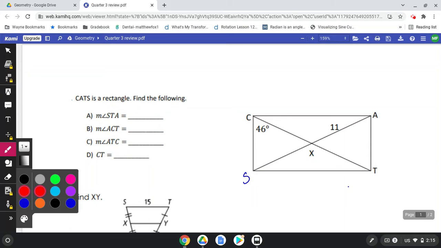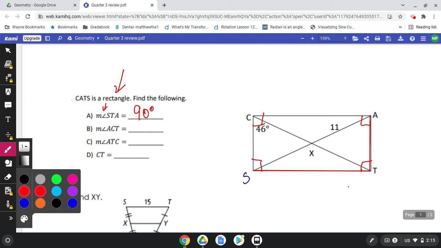So STA. If we think about it, this is saying what is the measure of angle STA? S starts here, T is right there, A is up there. What is this angle over here? We know that this is a rectangle. Keyword is rectangle, which means each of these is 90 degrees in the corner. So STA would have to be 90 degrees.